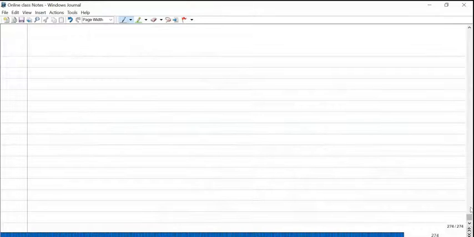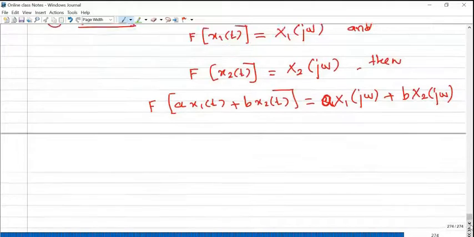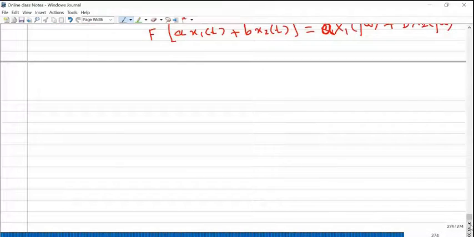x1 gives X1 of j omega, x2 gives X2 of j omega. Now if we find the Fourier transform of a x1 plus b x2, the result should be equal to a X1 of j omega plus b X2 of j omega. It's the linearity property. Now we will solve some problems using this linearity property.